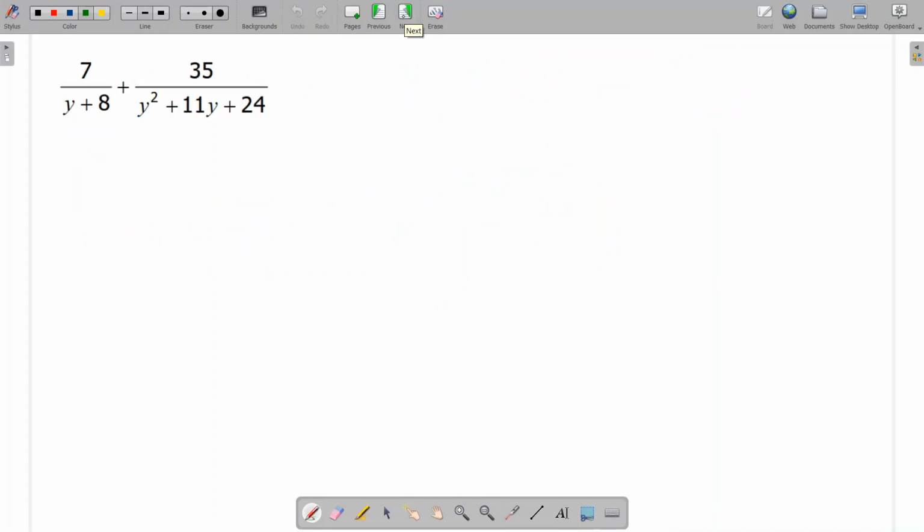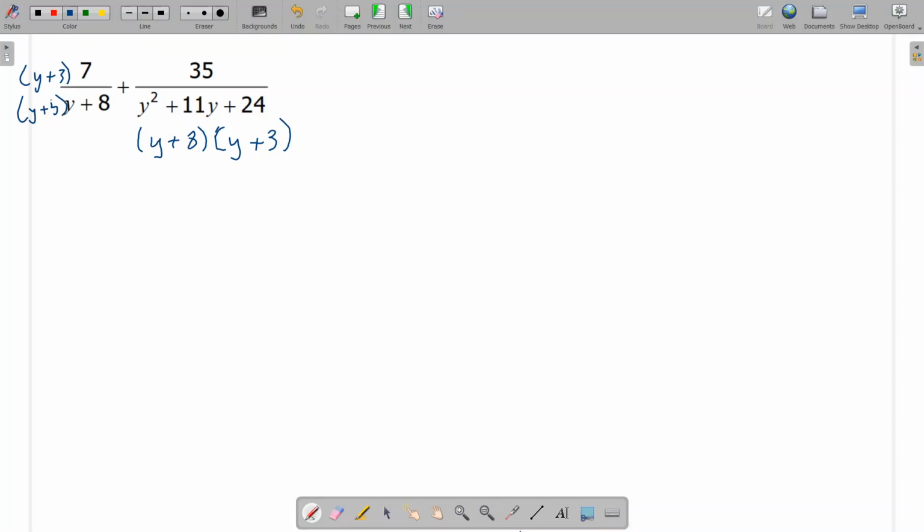So here's another one where the denominators look very different, but looking at my trinomial here, I noticed that this would really factor into (y plus 8) times (y plus 3). So they have that factor of y plus 8 in common. The one on the left is just missing that y plus 3. So that means I'm going to multiply by y plus 3 in the numerator and the denominator.